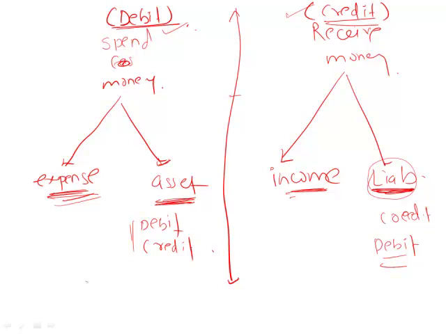Bank loan. Okay. So bank loan increases. It is what? Liability. So liability increasing is what? Credit. So liability increased, my credit increased.